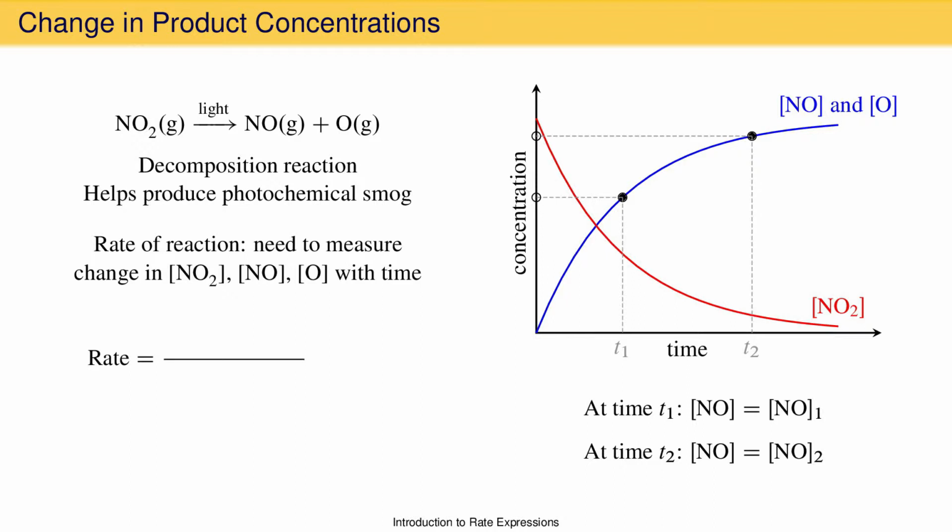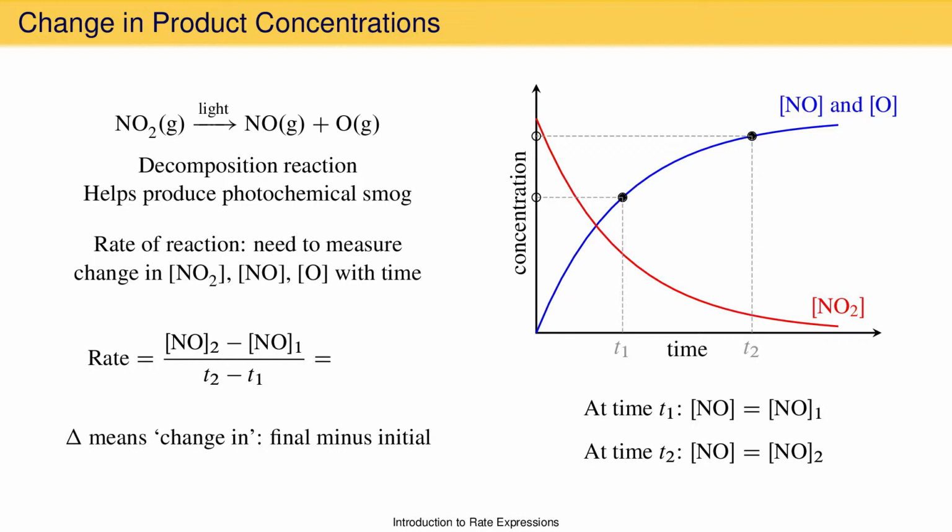To compute the rate of reaction, we take the difference between these numbers, second concentration minus the first concentration, and divide by the difference in time, T2 minus T1. This is the rate of reaction during this time interval. We can express this more compactly if we use a special symbol to indicate the difference between the final quantities and the initial quantities. That special symbol is the capital Greek letter delta, and it always means change in whatever comes after it, which is always defined as the final value of that quantity minus the initial value of that quantity. This allows us to express the rate of reaction as delta concentration of NO divided by delta T.